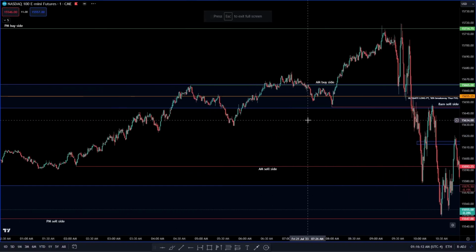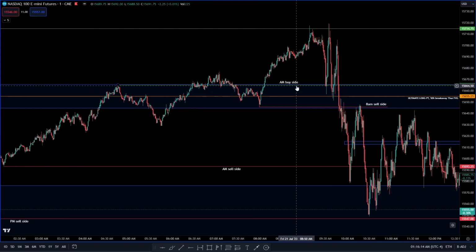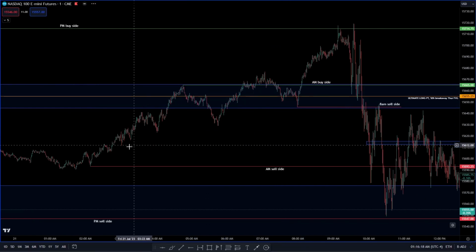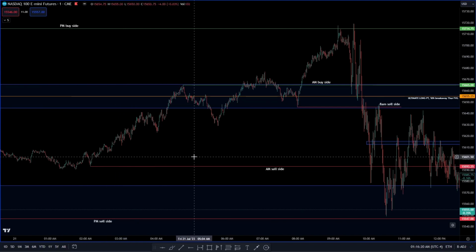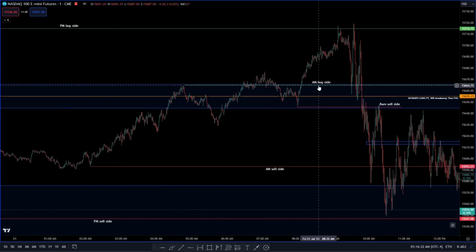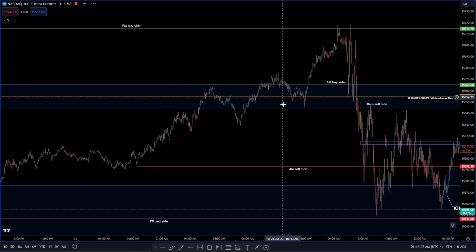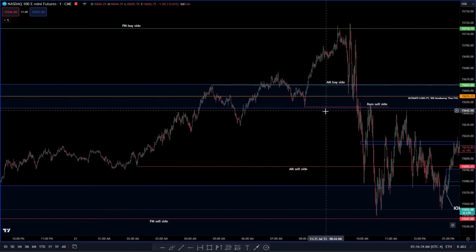The first thing we like to do is mark out our buy sides and our sell sides. For the AM session, that is between 2 to 5 a.m. Eastern time, we saw our AM buy side occurred right here at the level of 65. And then for our AM sell side, it was right after 2 a.m. and it occurred at 92. So those are the two levels I have drawn out for AM buy and sell side.